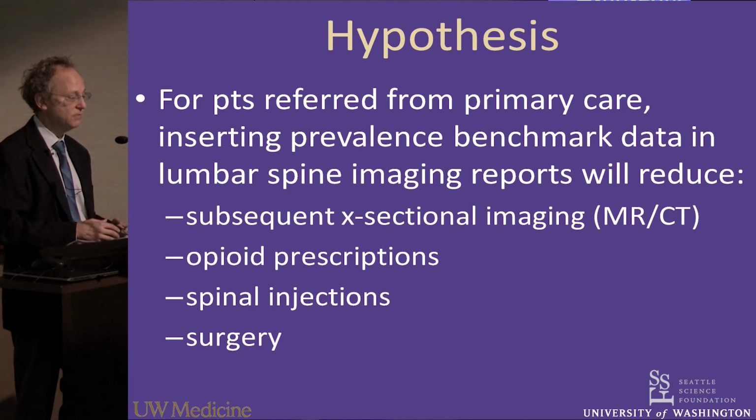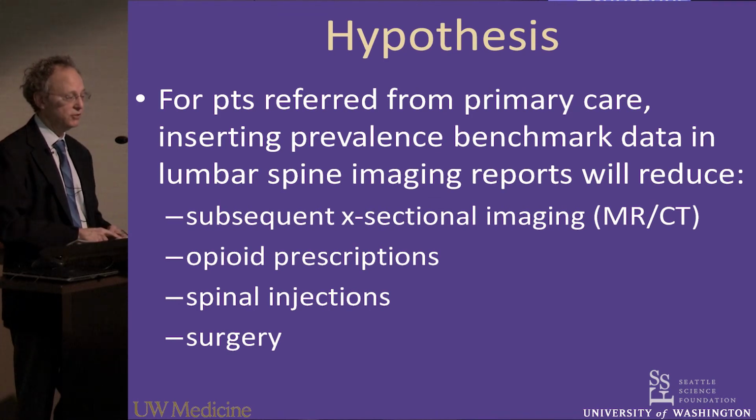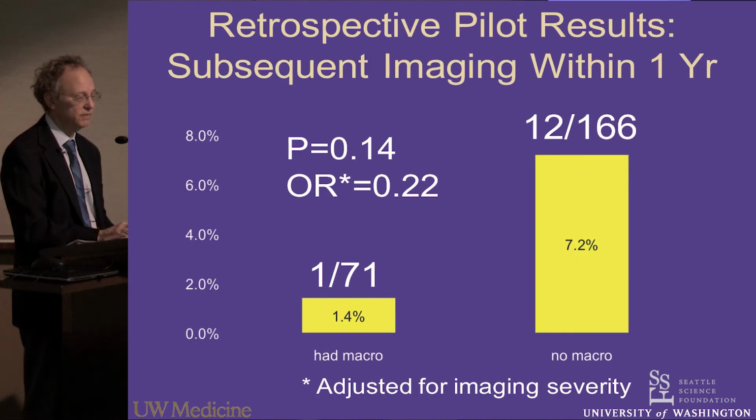So our hypothesis was, and again, focusing on primary care, with the thought that it really is the primary care setting that could use this essentially educational intervention, that inserting this benchmark information, this essentially normal range, into lumbar imaging reports would potentially reduce unnecessary cross-sectional imaging, opioid prescriptions, injections, and surgery. And we actually had some pilot data from Harborview to suggest that those things would happen.